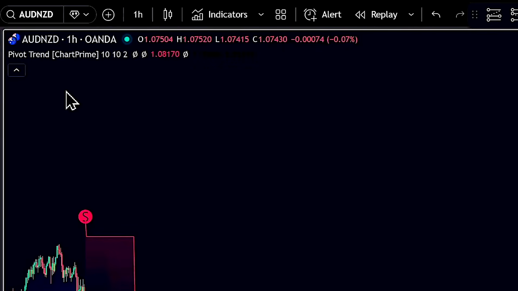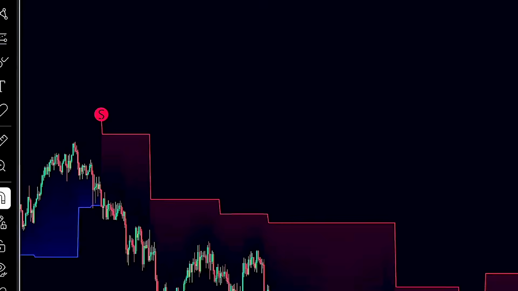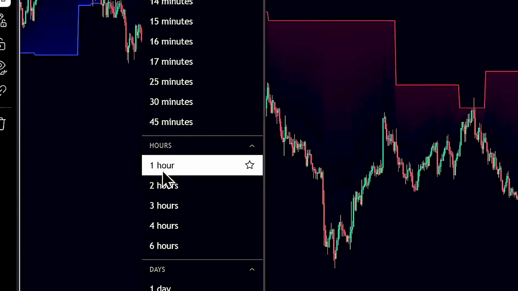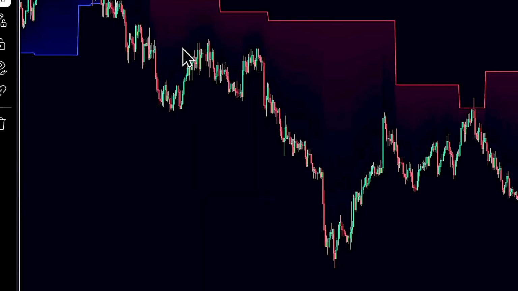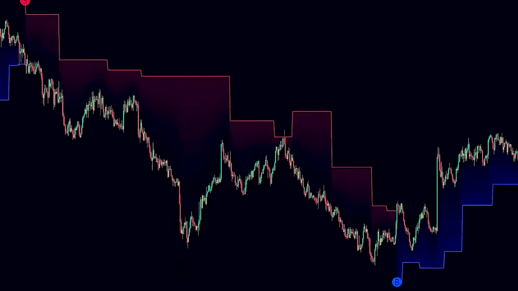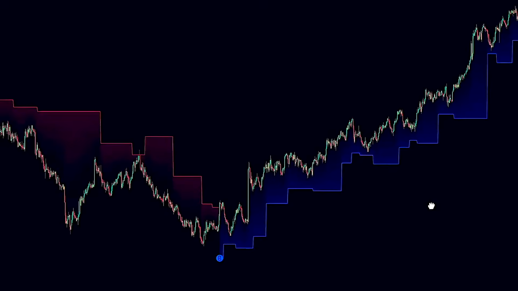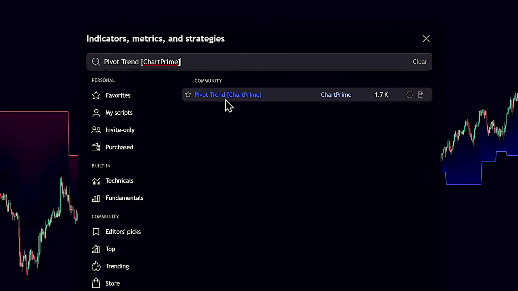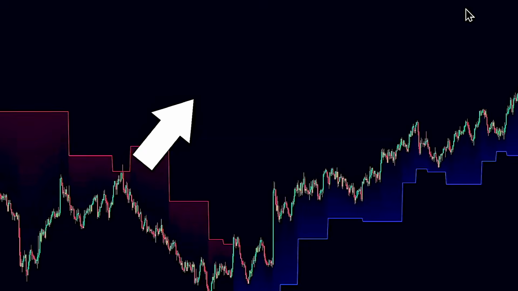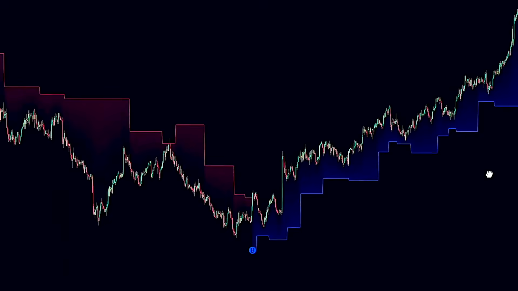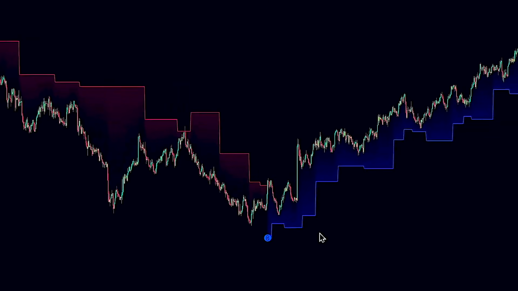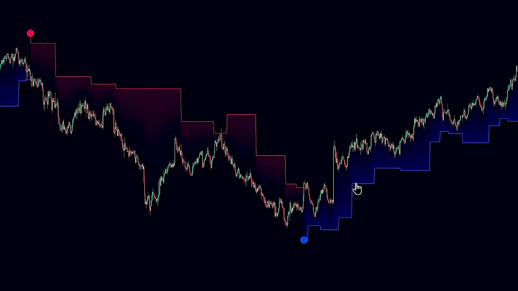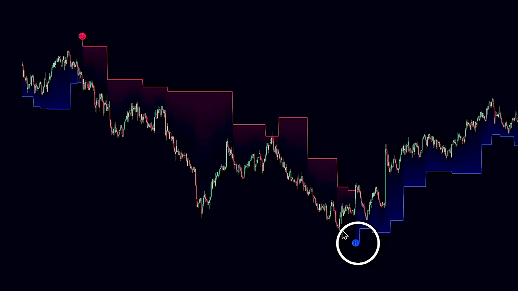Open TradingView, pull up AUD NZD, and choose a time frame that fits your style. For this walkthrough, I'm using the 1 hour chart so you can clearly see the swings and the retests. Now click Indicators. Search Pivot Trend by Chart Prime and add it to your chart. Once it loads, you'll notice two things right away: a trend line that changes color and position, and the buy and sell markers that appear when the trend flips.